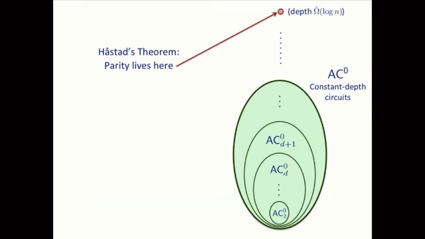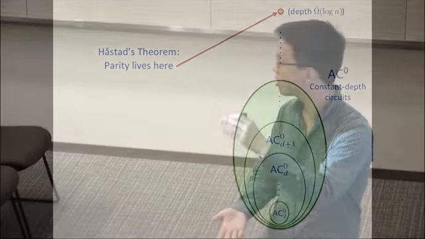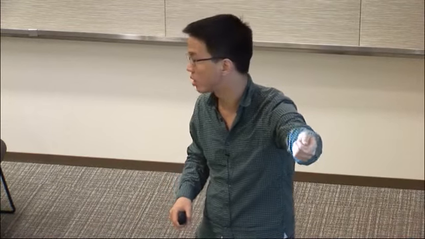Okay, so this is a cartoon picture of Hastad's theorem. It says that you have AC0, which is all constant depth circuits. And parity doesn't live in this green circle. In fact, if you want to compute parity with a poly-size circuit, you need depth roughly log n. So in a cartoon, it says that parity lives outside this circle, at depth log n. So here's a challenge.